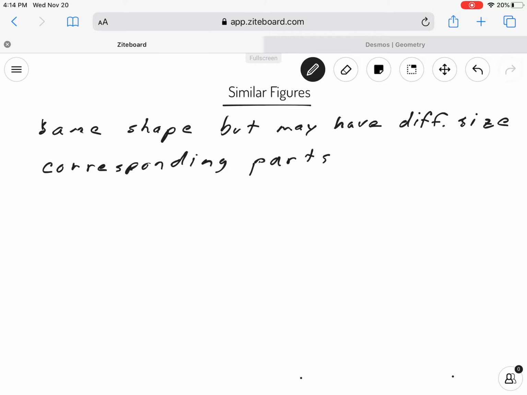So I would have angles in the same position for the two figures, and I would have sides that have the same position.